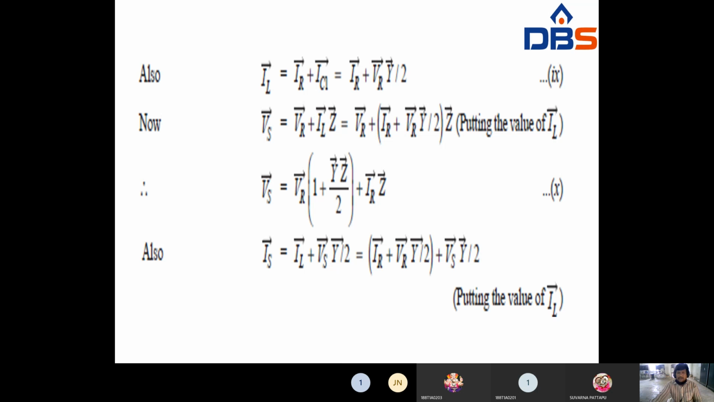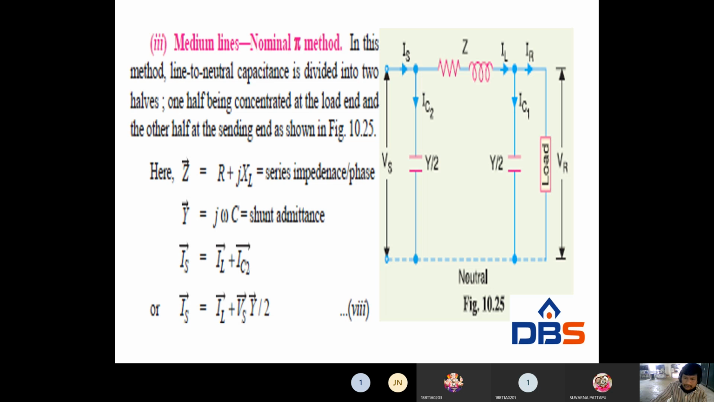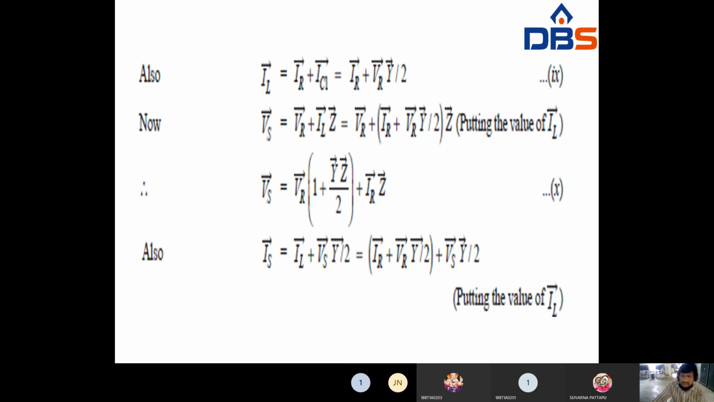Now IL is equal to IR plus ICY, that is IR plus VR into Y by 2. Now at the sending end, apply the loop. Vs is equal to VR plus IL Z. Look at the figure. Vs is equal to VR plus IL into Z, only one Z. But IL we know from above, IR plus VR Y by 2 into Z. Therefore Vs is equal to, taking VR as common factor, VR into 1 plus YZ by 2 plus IR into Z, taken as equation 10.